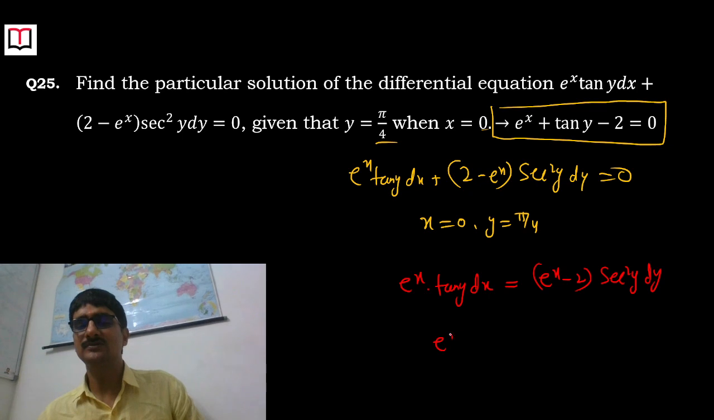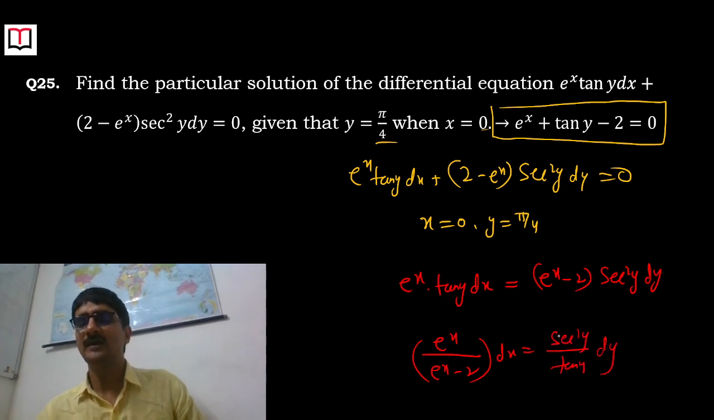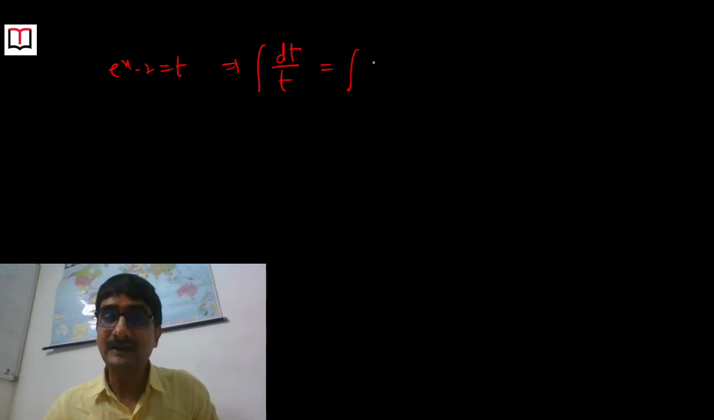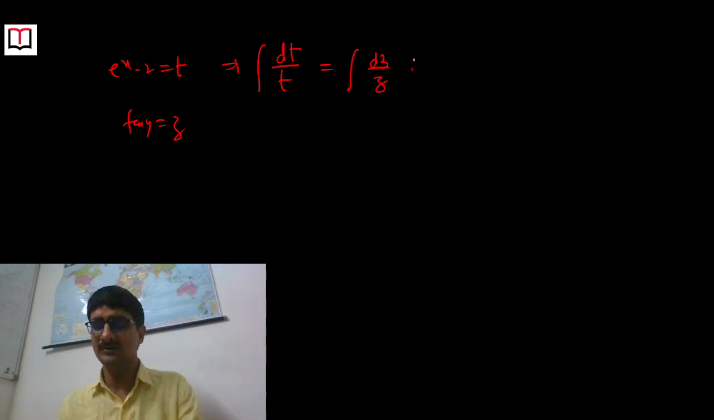So bring it this side: e raised to the power x upon e raised to the power x minus 2 dx equals sec square y by tan y dy, and then integrate. On the left hand side, if I replace e raised to the power x minus 2 by t, you have simply dt by t, because the derivative of e raised to the power x is e raised to the power x dx. Similarly, on the right hand side, if I replace tan y by z, it's dz by z, and then you integrate and put the value.